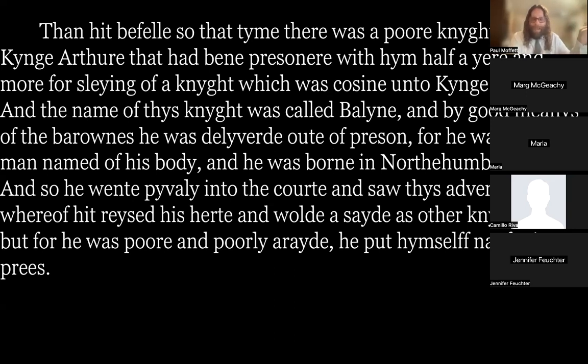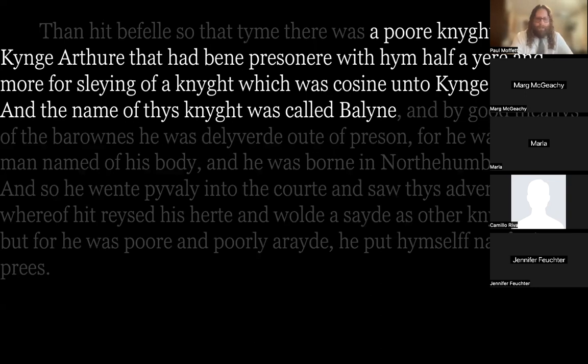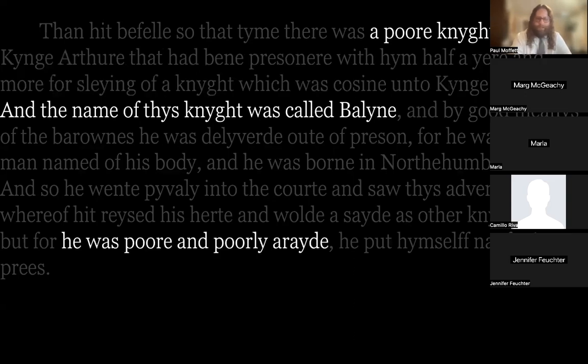It befell at that time that there was a poor knight who had been prisoner for half a year for slaying of a knight that was cousin unto King Arthur. And that knight's name was Balin. There's more stuff about him, but the thing I want to draw attention to is that Balin here is described as a poor knight. He's poor and poorly arrayed. He's in prison. He's not one of Arthur's knights.